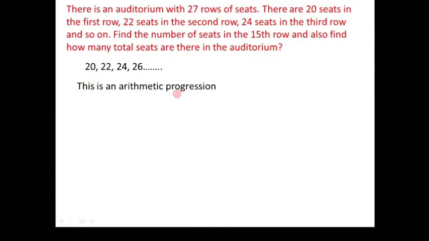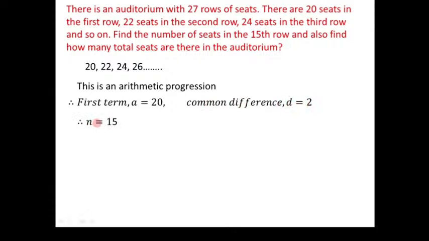So this is an example of arithmetic progression which has the first term a is equal to 20 because 20 is the first term, and difference between any two consecutive terms is 2. That's why the common difference d is 2. Now here we have to find the number of seats in 15th row. That's why we should take n as 15. Now to find the answer of the first question, that is the number of seats in the 15th row, we have to use the formula for finding nth term of an AP.